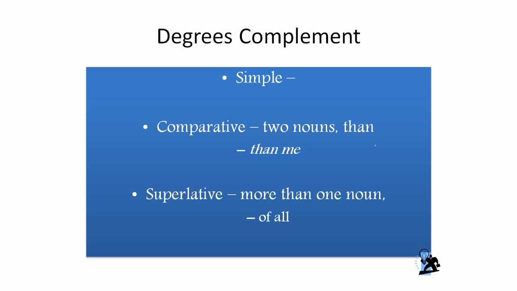We know the degrees are either simple, comparative, or superlative. In comparative, we are comparing two nouns. In superlative, we compare one with more than one noun. So the keywords are "than me" for comparative, "of all" for superlative.